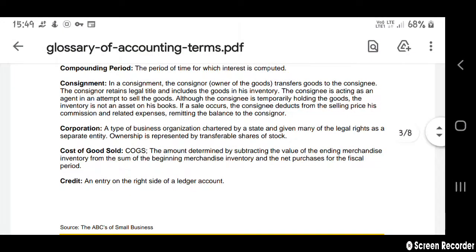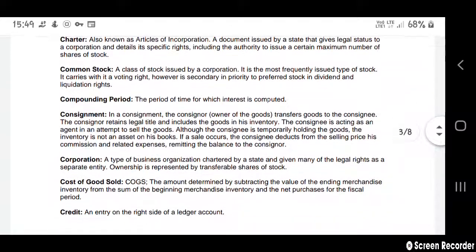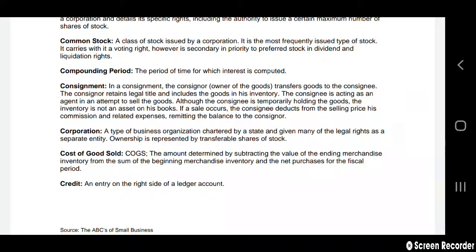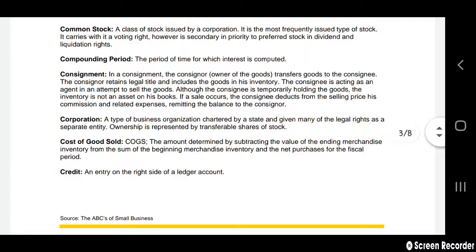Common stock. It is a class of stock issued by a corporation. It is the most frequently issued type of stock, and it carries voting rights. However, it is secondary in priority to preferred stock in dividend and liquidation rights.